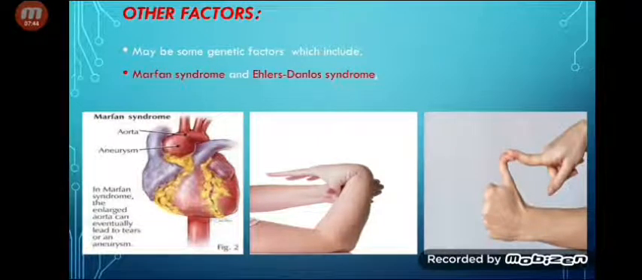Other factors may be some genetic factors, which include Marfan syndrome and Ehlers-Danlos syndrome. These three pictures show Marfan syndrome, enlargement of the heart. In Marfan syndrome, the enlarged aorta can eventually lead to tears or an aneurysm. These two pictures show Ehlers-Danlos syndrome. This condition is hereditary, and the genetic disturbance affects the ligaments, with a deficiency of collagen and elastin. For this reason, there is weakness of the ligaments.